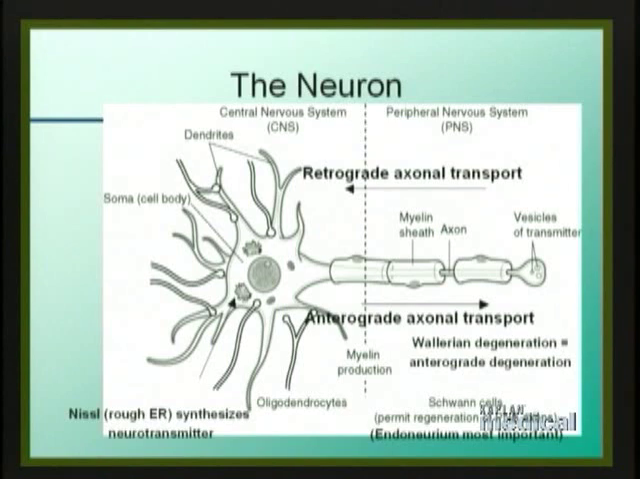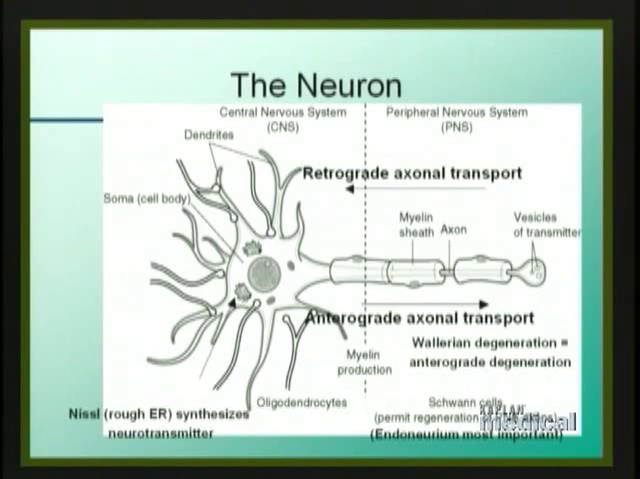Rough endoplasmic reticulum, whose job is to synthesize either neurotransmitter or precursors of neurotransmitter, in a neuron is known as Nissl substance, as we indicate here. The interesting feature about Nissl substance is that it is found throughout the cell body and is also found in the proximal parts of dendrites, but Nissl substance is not found in any part of an axon. So the point is this.